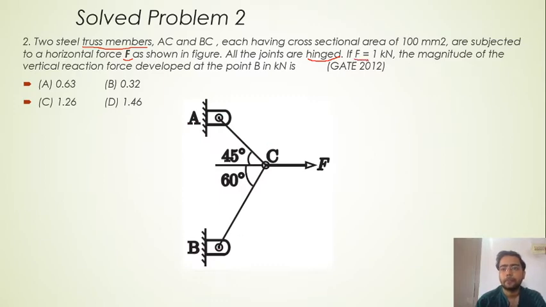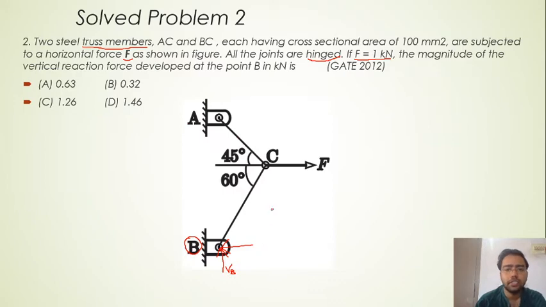If F is equal to 1 kilonewton, find the magnitude of the vertical reaction force developed at the point B in kilonewton. So what are we going to find out? We have to find the vertical reaction here. As I told you in the free body diagram, on each foundation, if it is a pin joint, you will have two reaction forces, one horizontal, one vertical. So they are asking for this vertical force, VB, at point B. After reading the question, I got to know what I have to find out. So how are we going to solve it?